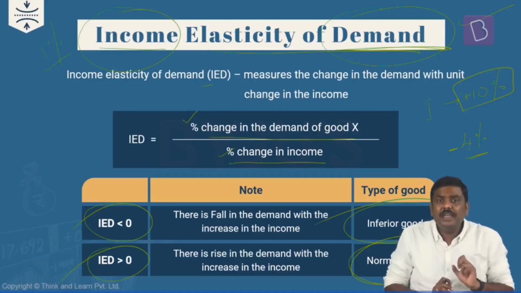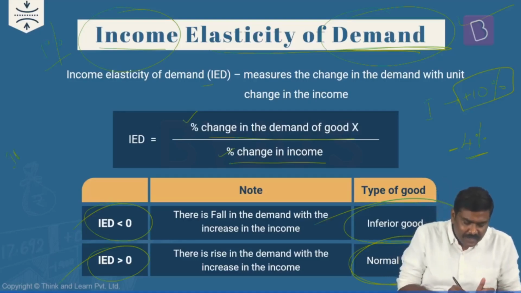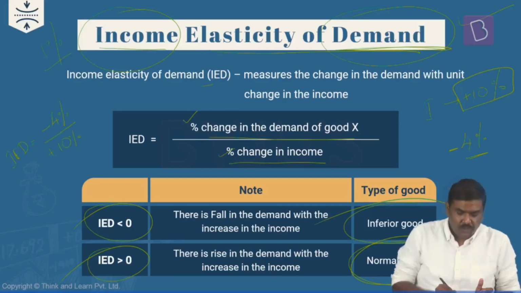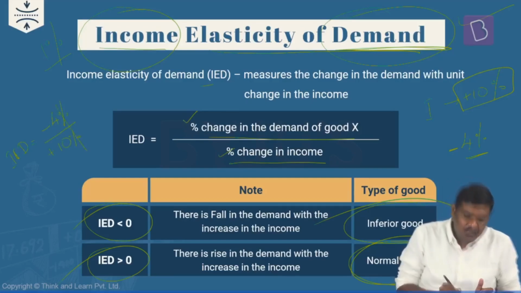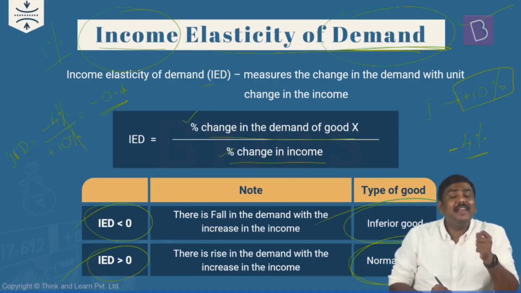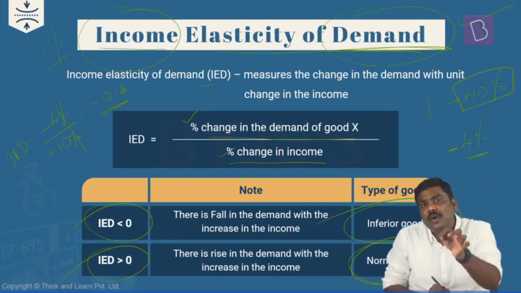Replace that in the formula here. So IED is equal to, numerator is minus 4% and denominator is plus 10%. So the percentages cancel. What is the outcome? Minus 0.4. Is it okay? IED here is minus 0.4.